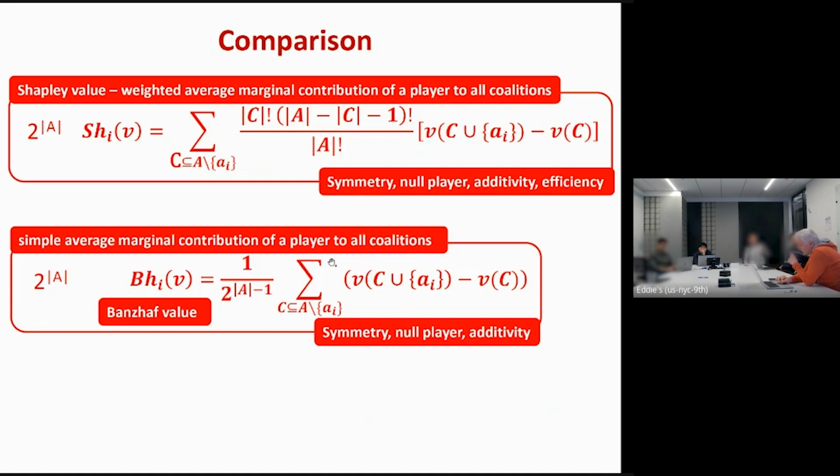Essentially, you look over all possible coalitions, but now the weight does not depend on the coalition size. You just sum it up. So you take the average marginal contribution of a player to a coalition. So this is the Banzhaf value.